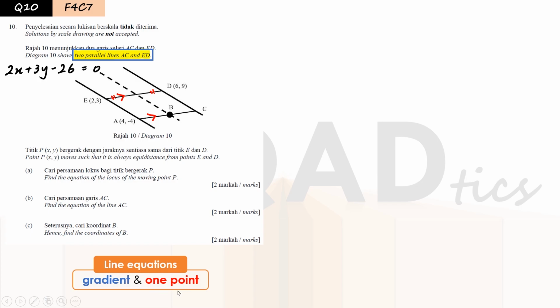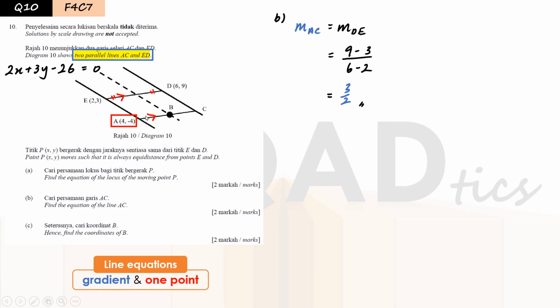And the second piece of information is the point which lies on the line, and we are quite lucky because it is already given. Alright, so now we know how to find the gradient and the point. Let's start off with the gradient. To find the gradient of line AC, we just need to find the gradient of line DE. Okay, so the formula: y1 minus y2, so let's say D is the first point, so 9 minus 3, divided by the x coordinates, which is 6 minus 2, right?